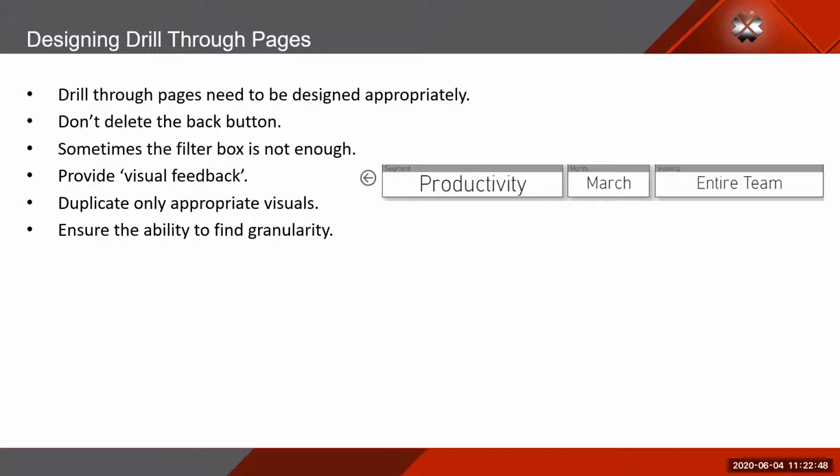And finally, on the topic of granularity, I had mentioned that a drill through can be as simple as a large table taking up the whole page in addition to some visual feedback cues. Granularity can also be provided by something as simple as a table or a multi-row card in the corner of a page. And we'll see an example of that in the hands-on demo.